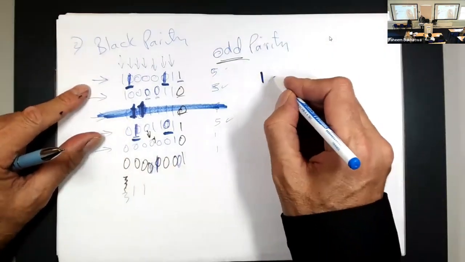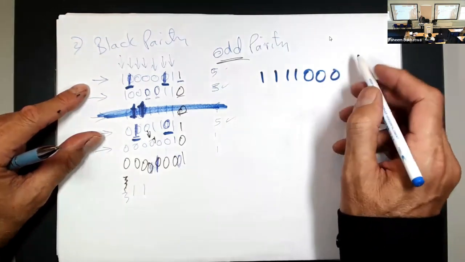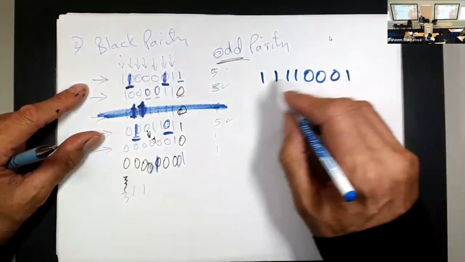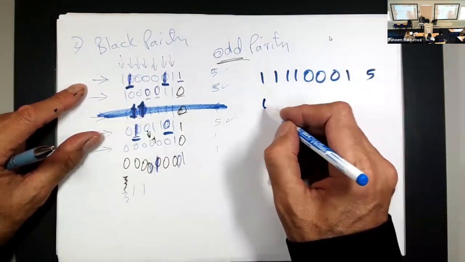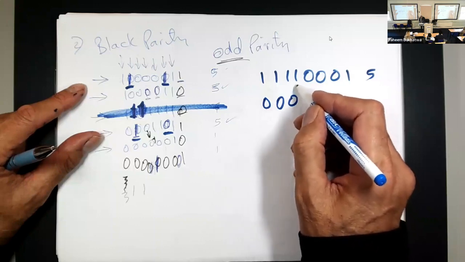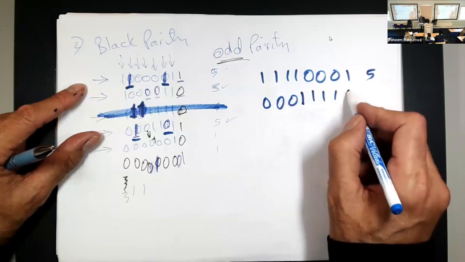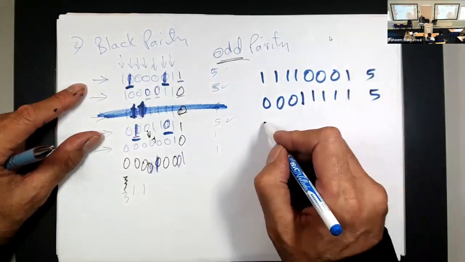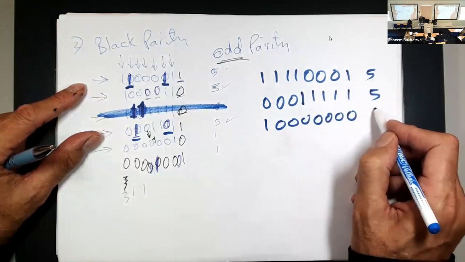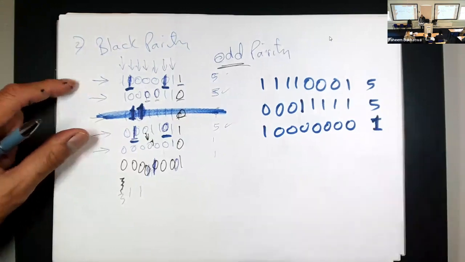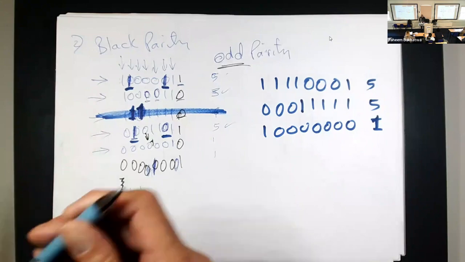Okay, so it's 1, 1, 1, 1, 4 ones and 4 zeros. This is 1. That's an even, that's 5. Okay, and 0, 0, 0, 1, 1, 1, 1, 2, 4, 5. That's another, it shouldn't be 5, but okay. And then 1, 0, 0, 0, 0, 0, 0, 0. That's 1. Now, what I'm going to do here is change 4 bits and see if it works.